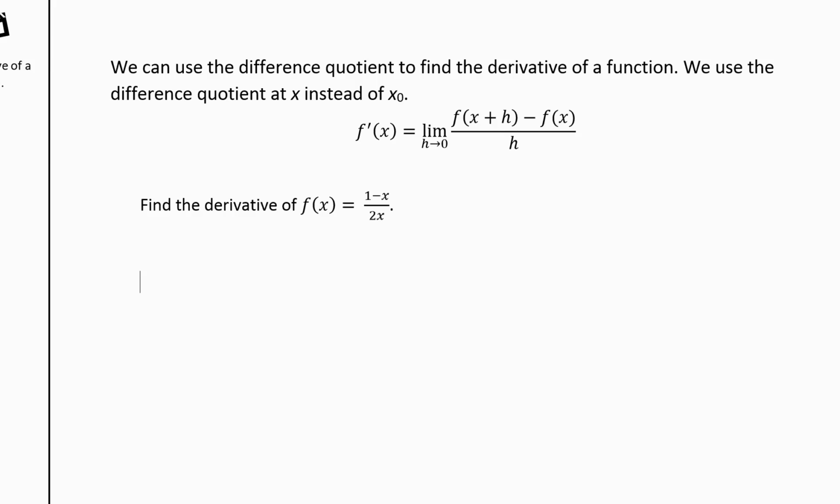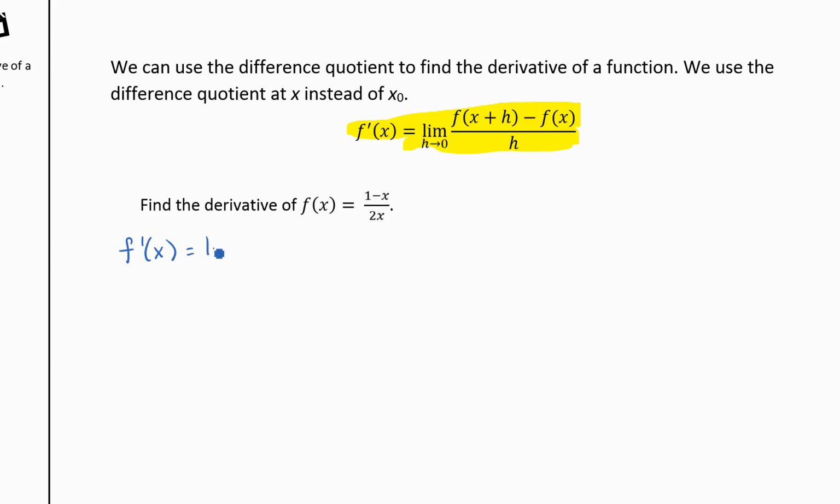And we're actually going to use the difference quotient, but instead of putting in x0, we're just going to put in x. So we say the derivative as a function, f prime of x, is equal to the limit as h goes to 0 of f of x plus h minus f of x all over h. So we're just going to use an x instead of where we had an x0. And in the end, instead of getting a number, we'll get an expression, a function. So we're going to use this to find the derivative of f of x equals 1 minus x over 2x.